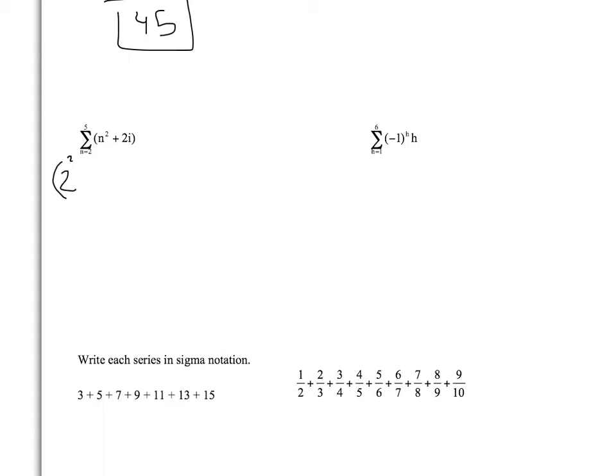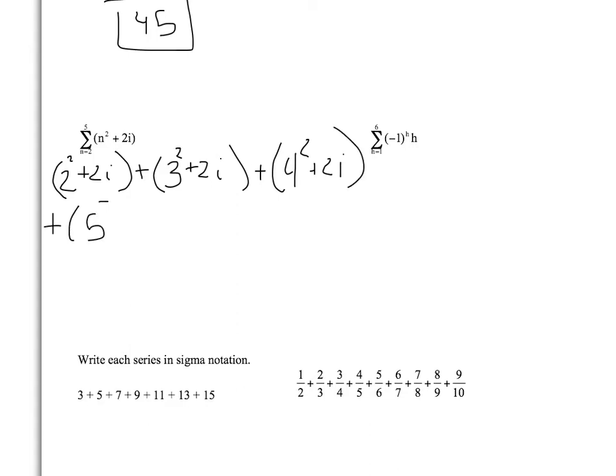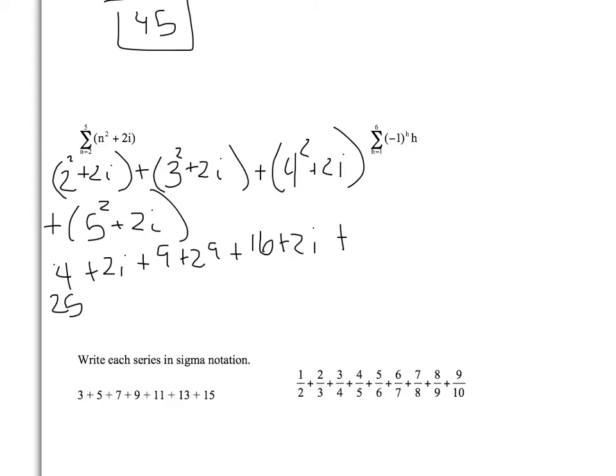So it'll be 2 squared plus 2i plus 3 squared plus 2i plus 4 squared plus 2i plus 5 squared plus 2i. So that's 4 plus 2i plus 9 plus 2i plus 16 plus 2i plus 25 plus 2i. Combine like terms, the numbers combine to 54. Then the 2i's all add up to 8i. So 54 plus 8i is your answer there.